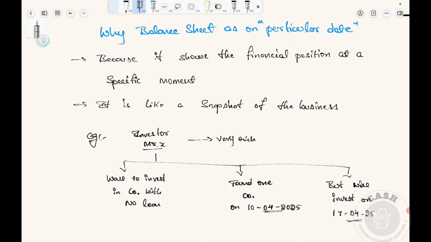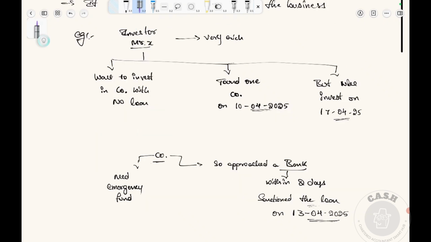Now let's understand why a balance sheet is prepared as on a particular date. Because it shows the financial position at a specific moment. It is like a snapshot of the business. Let's understand with an example. Imagine there is an investor, Mr. X, who is very rich and wants to invest his money in a company that has no loans. And he found one such company on 10th of April 2025.